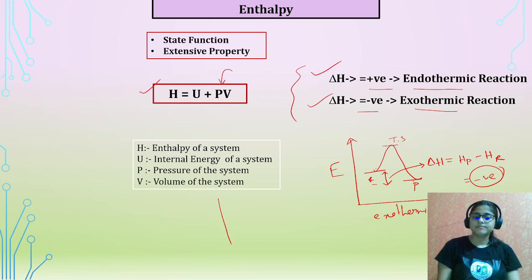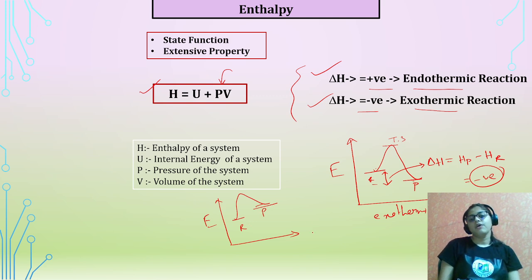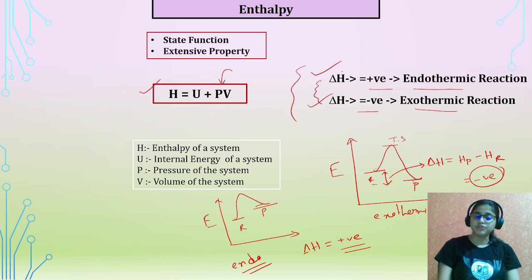And if I draw in this way, let's say this is the product, this is the reactant, and the reaction is going on with this pathway. So now delta H will be positive, right? Because now Hp has a greater value than Hr. So that time we can say it is an endothermic reaction. Endothermic. So this is for general knowledge, because these kinds of terms and signs you should know.